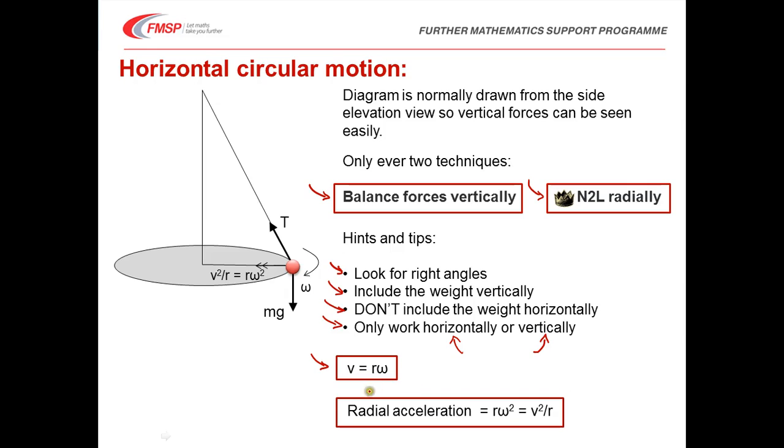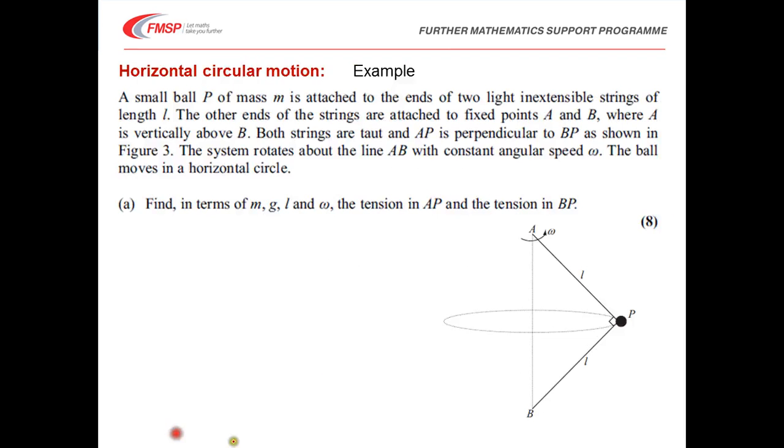radius times the angular velocity, and our two formulae for radial acceleration that we mentioned when we were looking at the specification, r omega squared and v squared over r. You have a choice of which of these two you use depending on the question that you're being asked and the information you're given. Okay, so let's take a look at some questions.